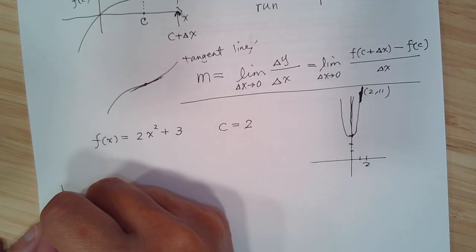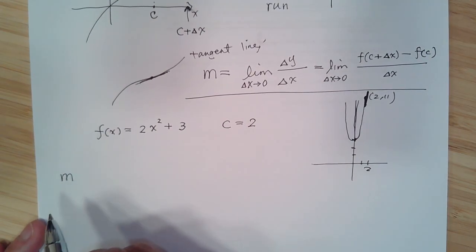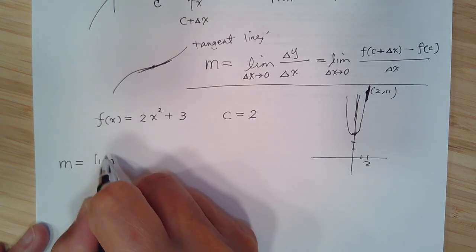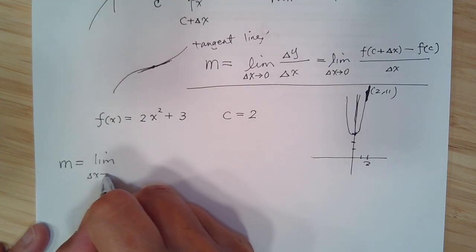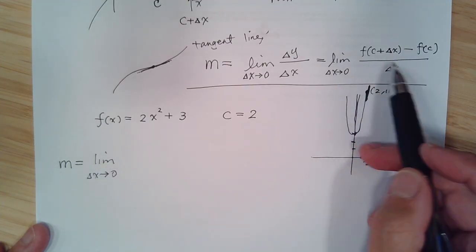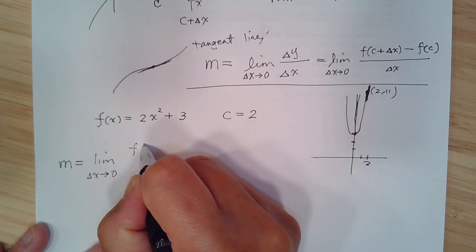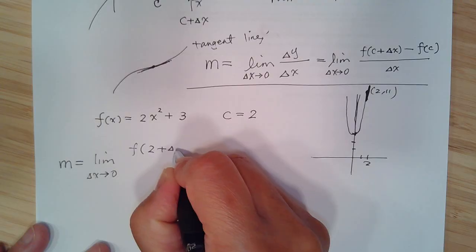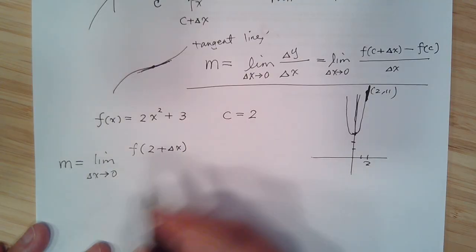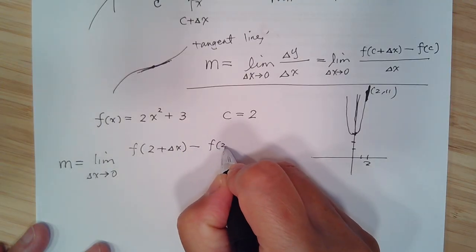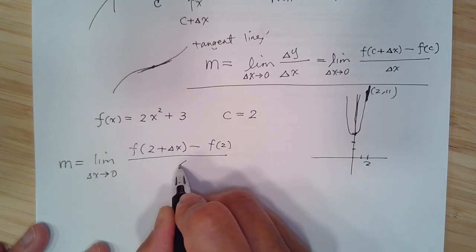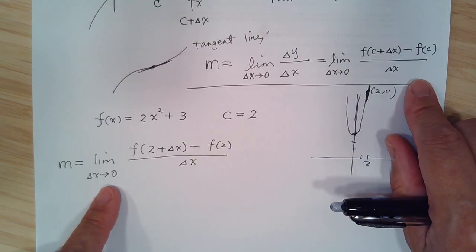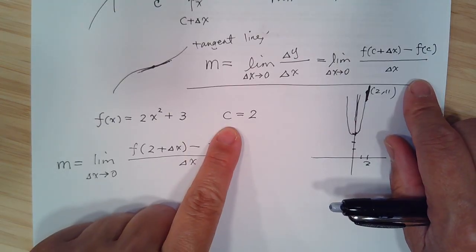Alright, by the definition, we know m equals the limit as delta x approaches 0. I can just use this directly. So the numerator is f of, so far we have c is 2, so it's 2 plus delta x, minus f of 2, because c is 2, and over delta x. I want you to compare these two to see they're the same, right? So the only thing I did is I put c as 2.